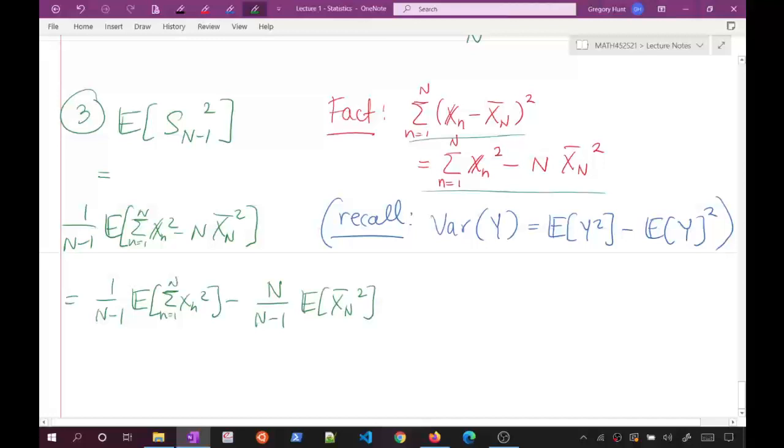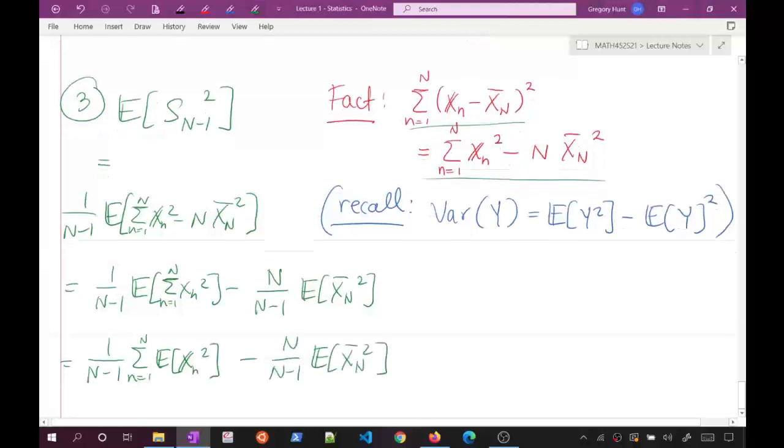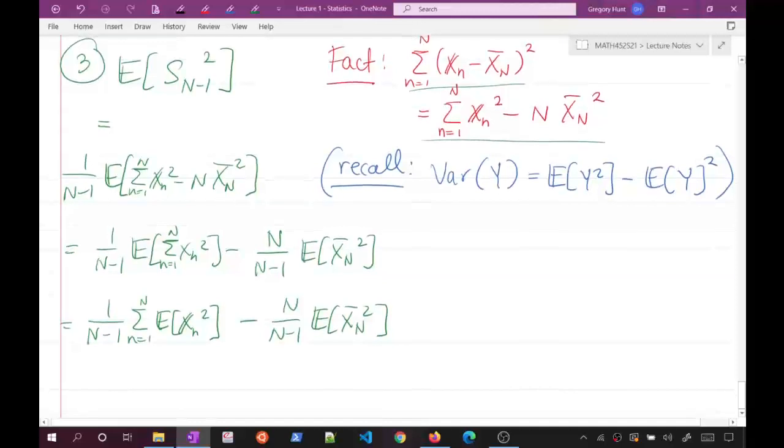And I can actually distribute this expectation over this sum here. So let's do that too. 1 over n minus 1, the sum of the expected value of xn squared, minus n over n minus 1. As I claimed, we're just doing some algebra right now. We're just rearranging things here.